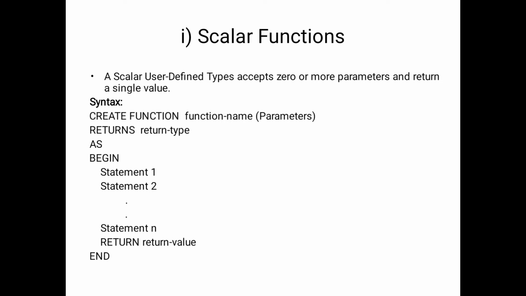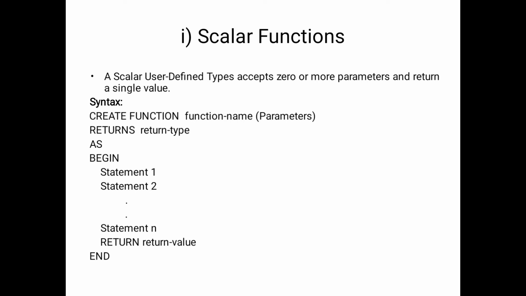As in C programming, here also we have the syntax: create function, function name. Here we write the function name as user defined. Here we have a facility to pass the parameters. It returns the return type with a single value. Here we have a facility to write the statements, so we open the block, that means begin. We write the number of statements. Finally it returns only a single value. Finally we close the block. This is the syntax of scalar functions.